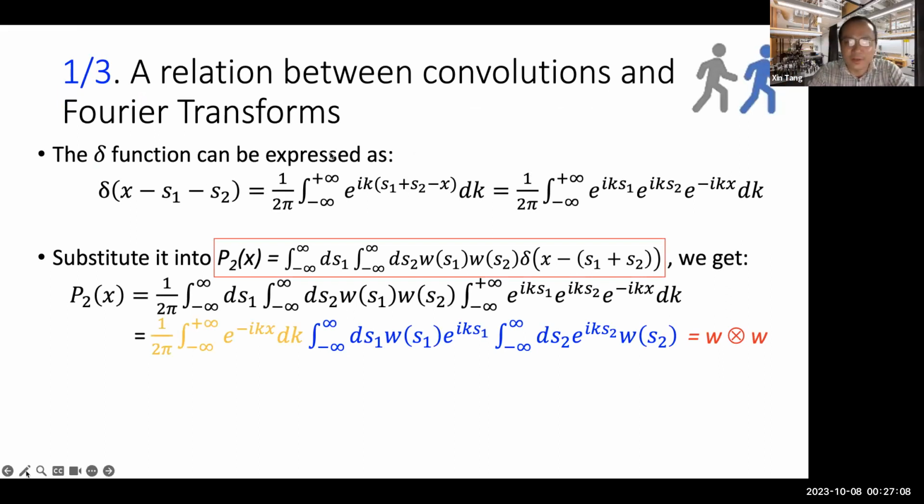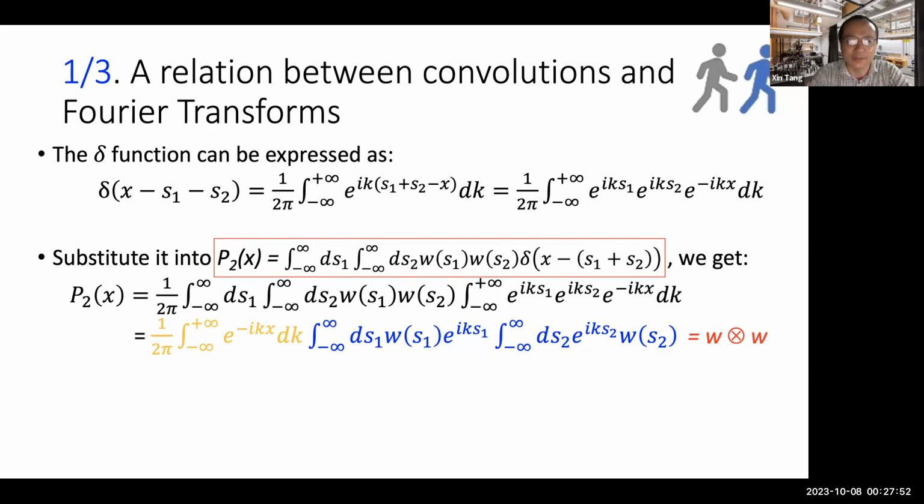To prove that, firstly, we know what we derived for the random walker: if it takes 2 steps, then the final distribution after these 2 steps, P2, equals the integral ds1, integral ds2, of W for the 2 steps' distribution, times a delta function, x minus (s1 plus s2), where x is the final position. We discussed this function several times.